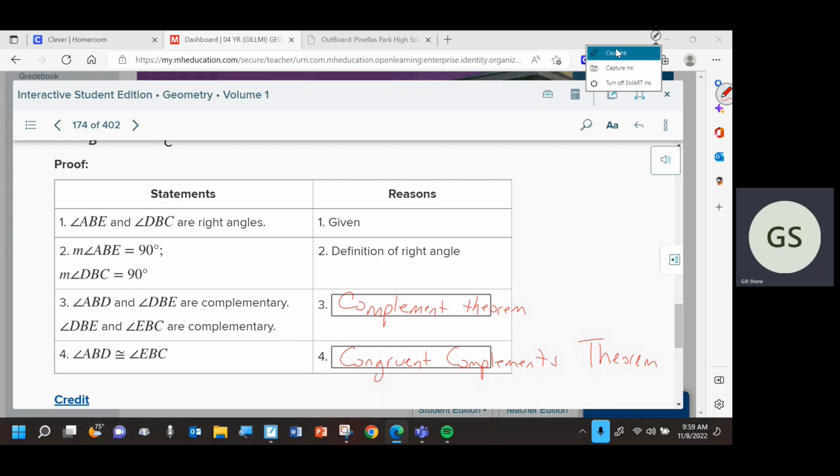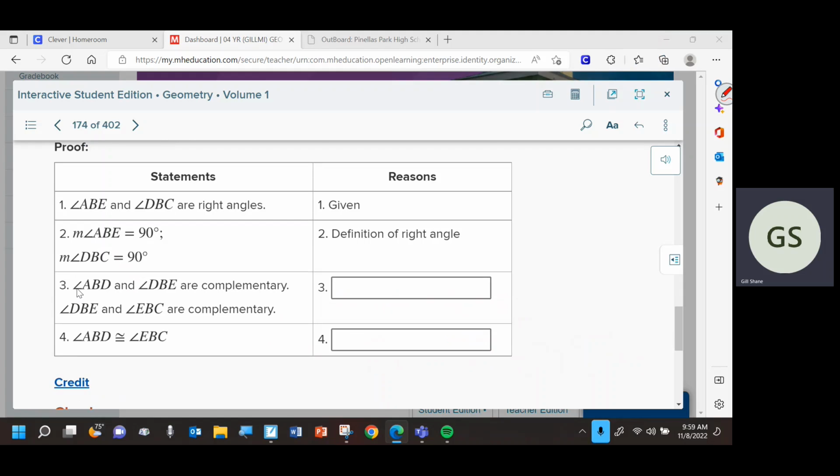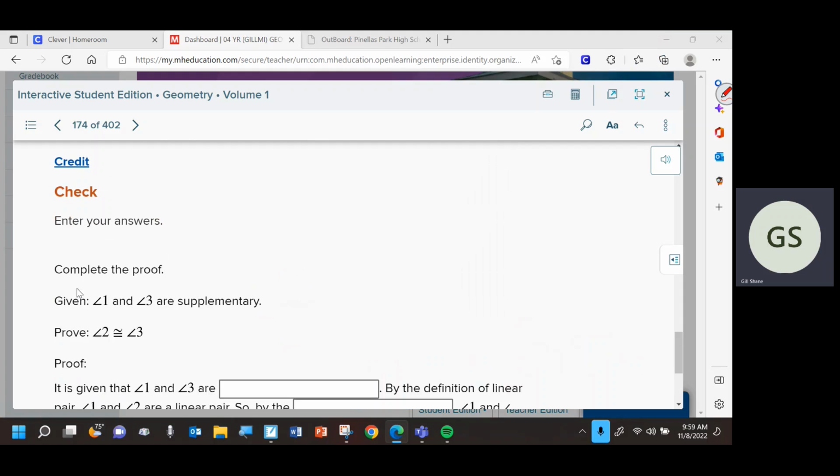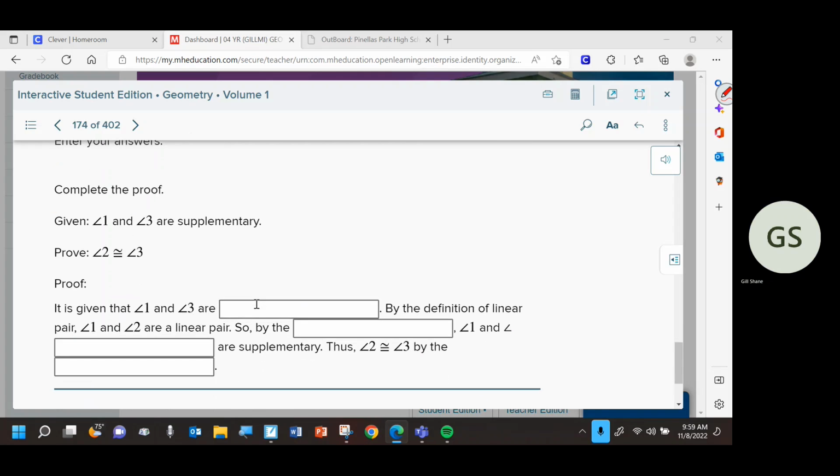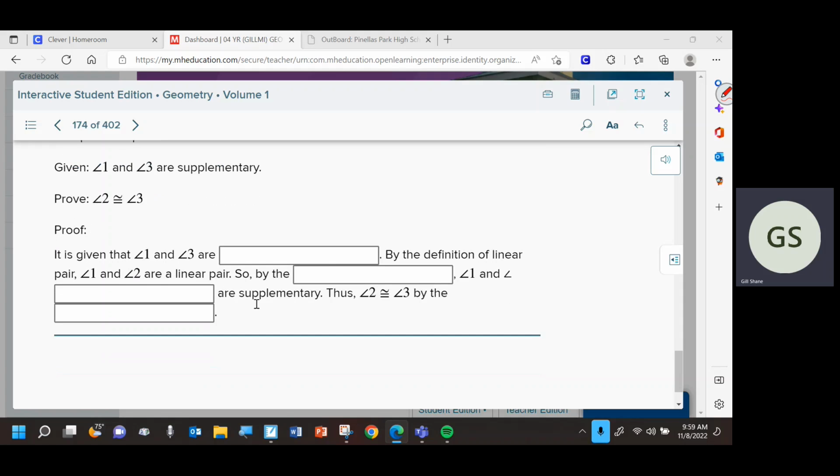All right, let's try to get through one more and then I'll just let you go in and practice the line segments. And if you want to do some of those, you can. It's another paragraph proof. Oh, it's the same exact thing we just did though.